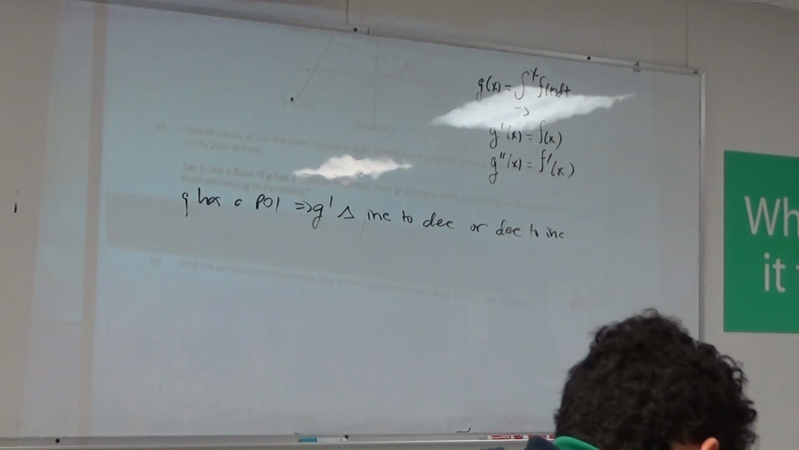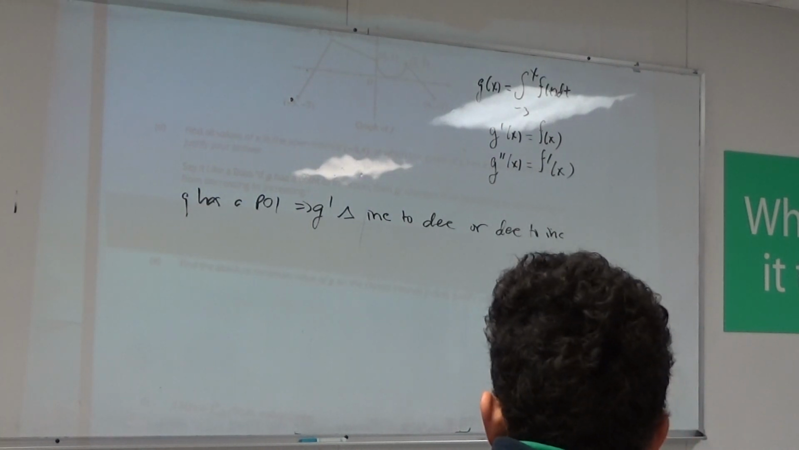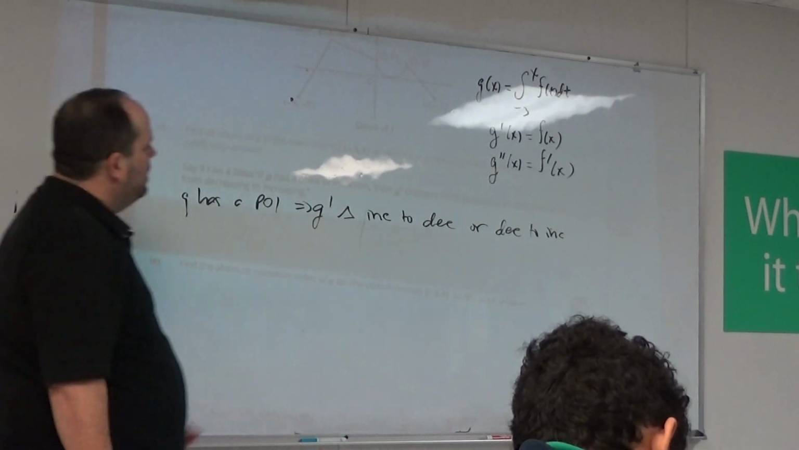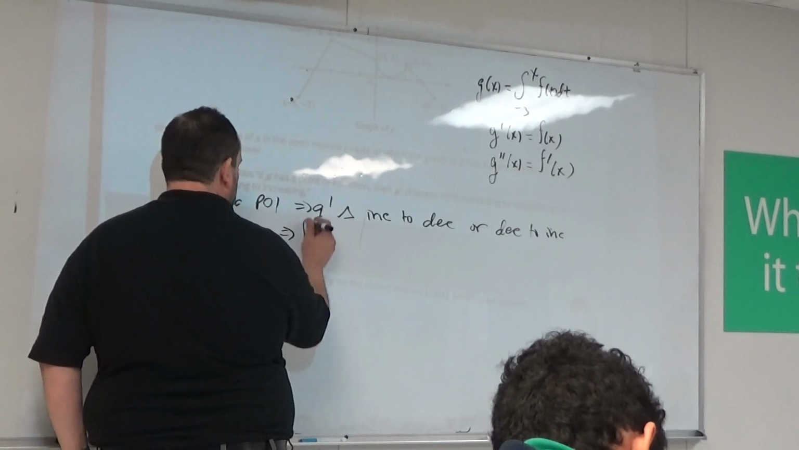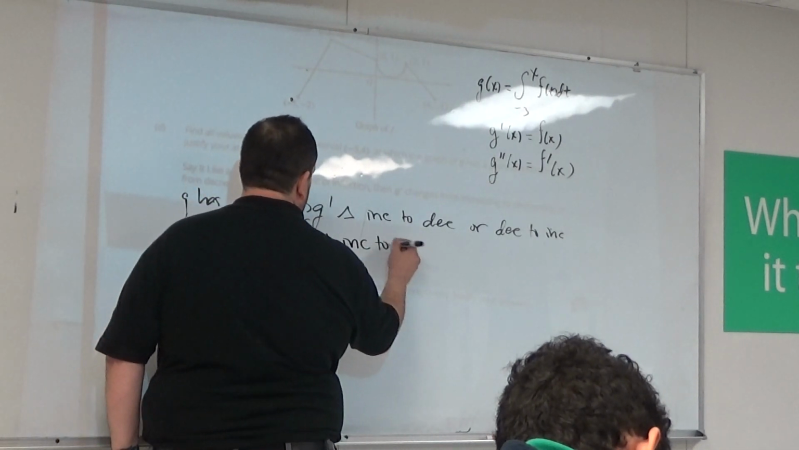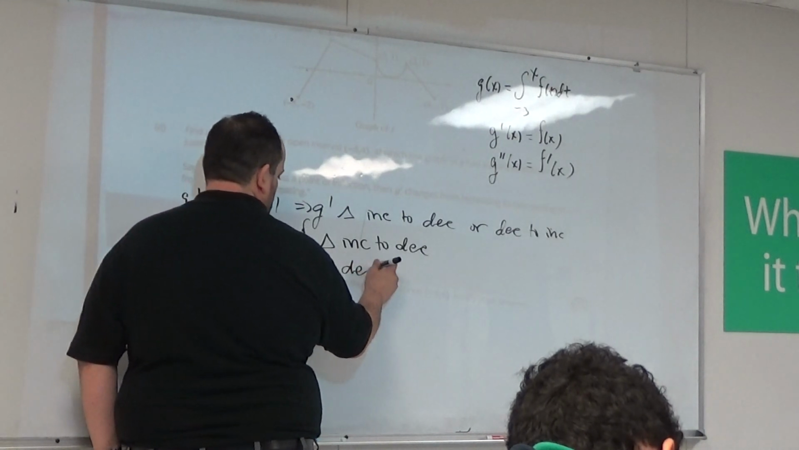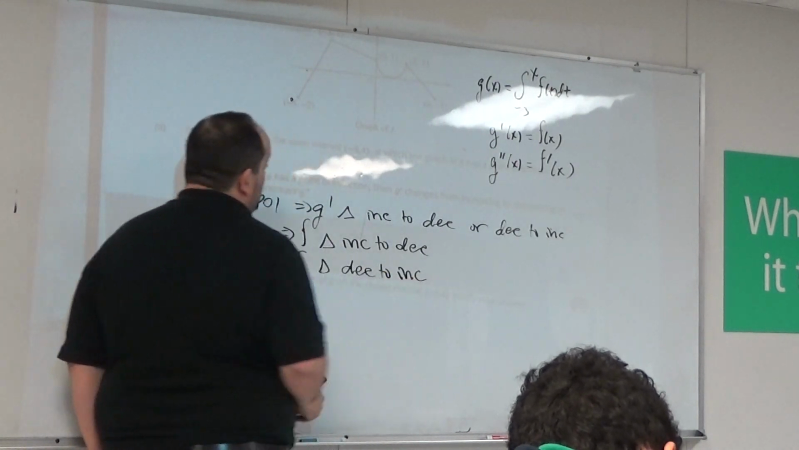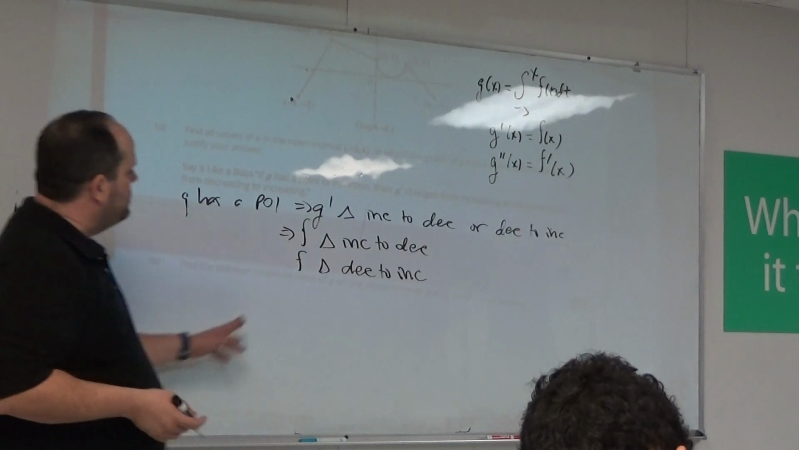G prime changed on you from increasing to decreasing or decreasing to increasing. That's what it means for G to have a POI. You don't have G prime in front of you. But G prime and F are the same thing. So the question then is, when does F change from increasing to decreasing? And where does F change from decreasing to increasing? I look at that graph. Where does F change from increasing to decreasing?